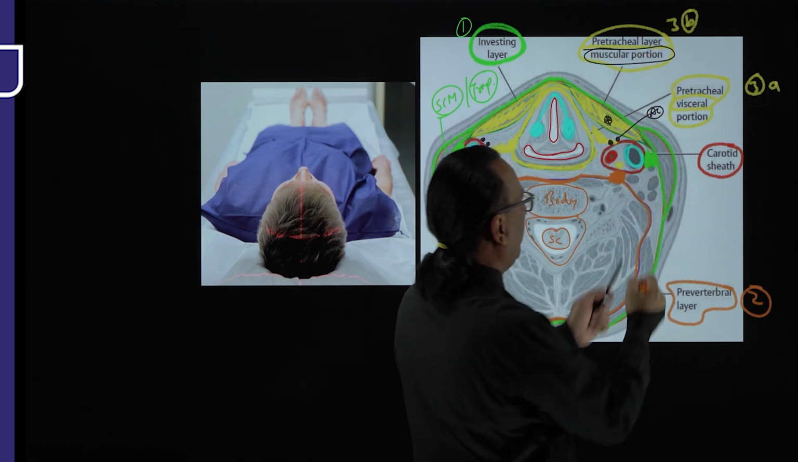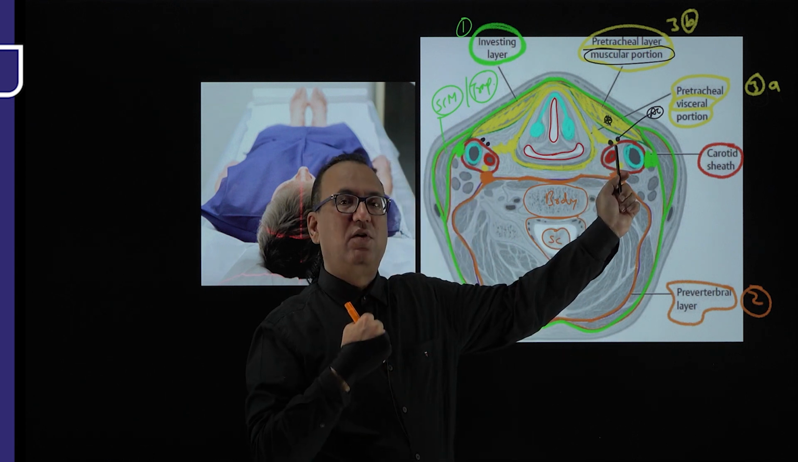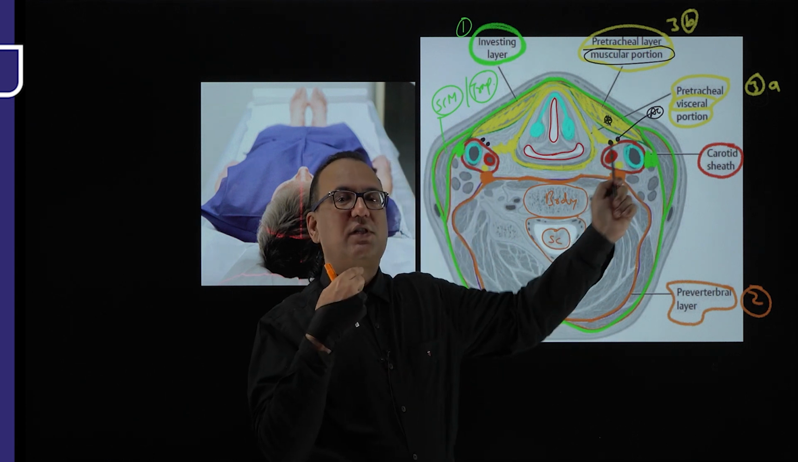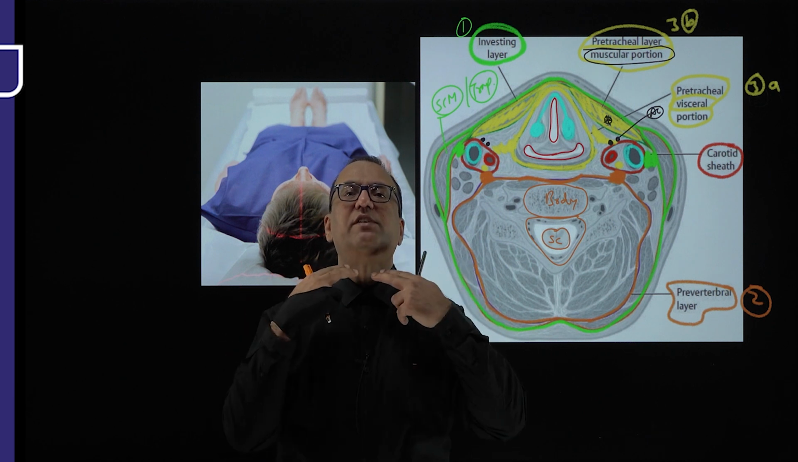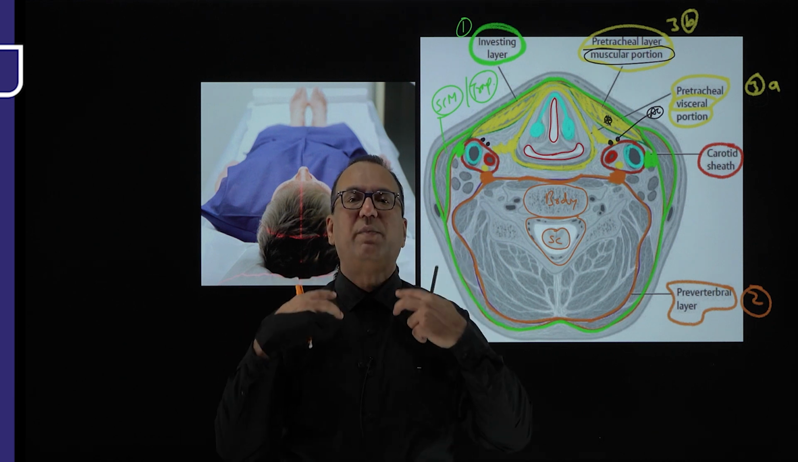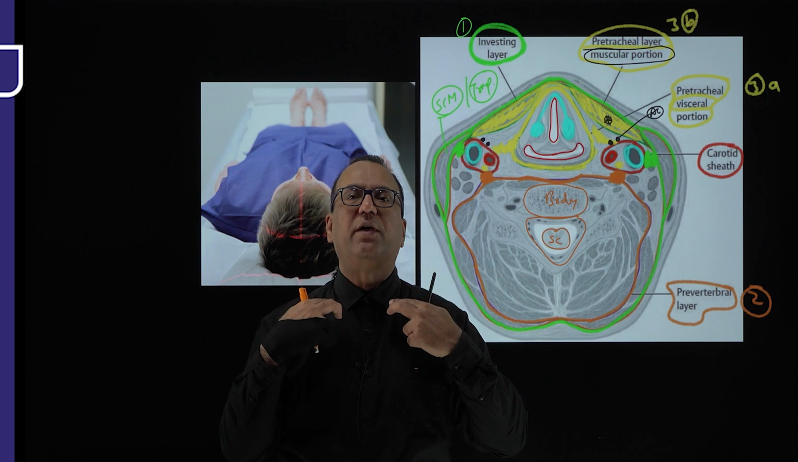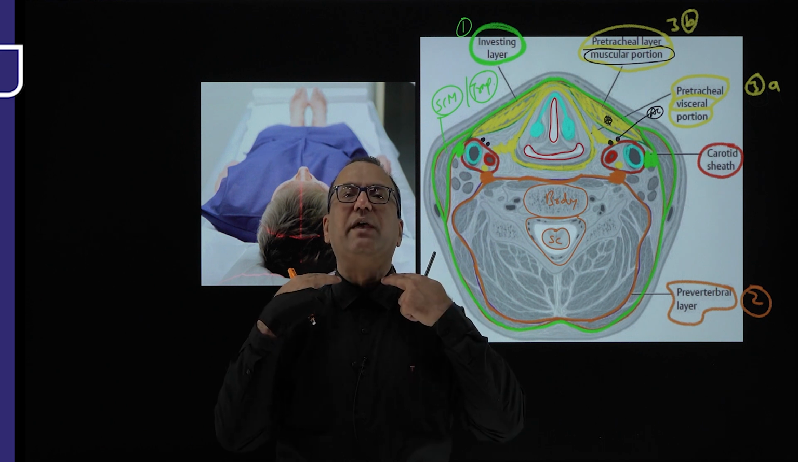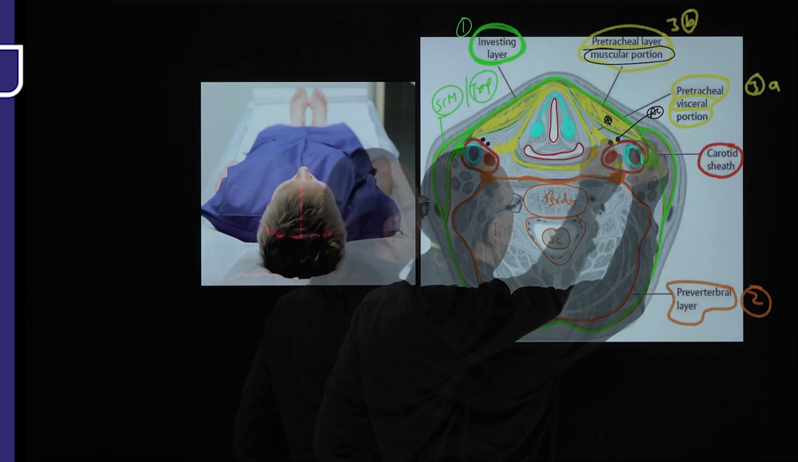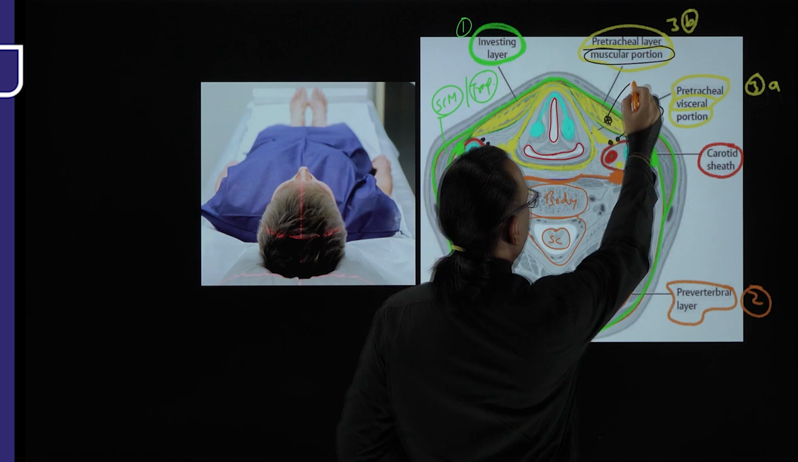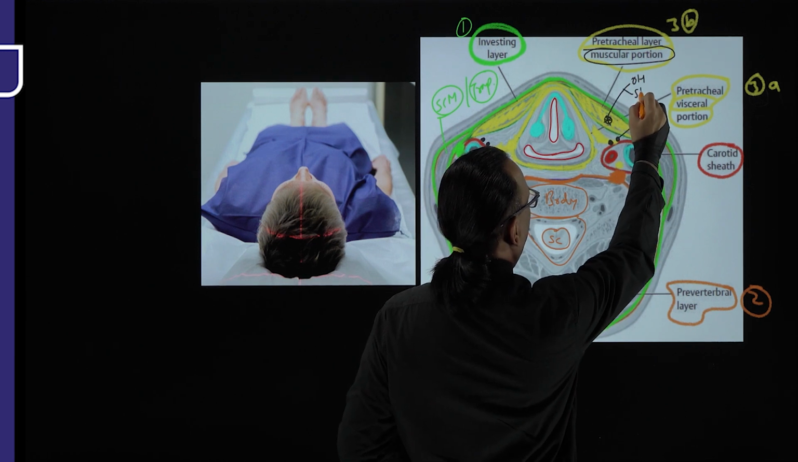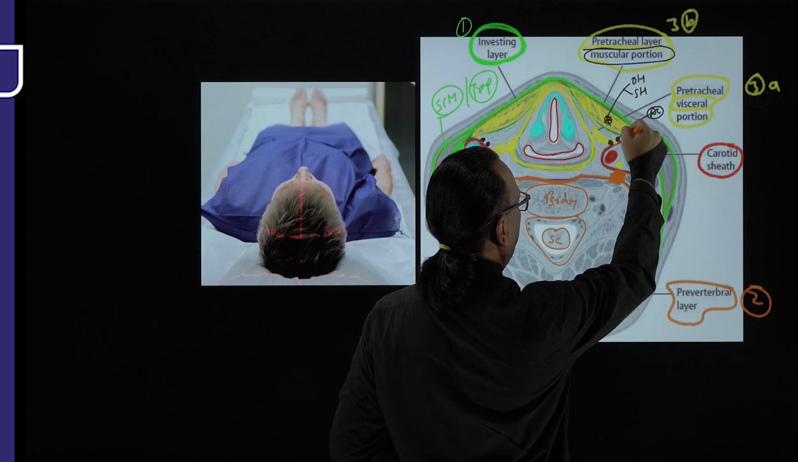If you remember, we have talked about two muscles, sternohyoid and omohyoid. Both attach to the hyoid bone, are covered by the muscular portion of the pretracheal fascia, and will be supplied by the ansa cervicalis. So the ansa cervicalis is supplying the strap muscles, omohyoid and sternohyoid. This is one piece of information we require here.